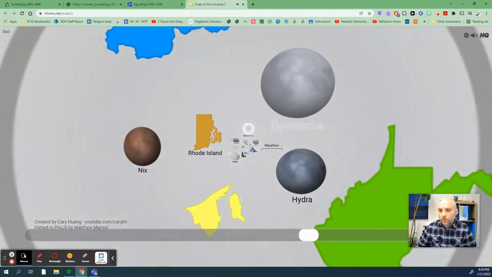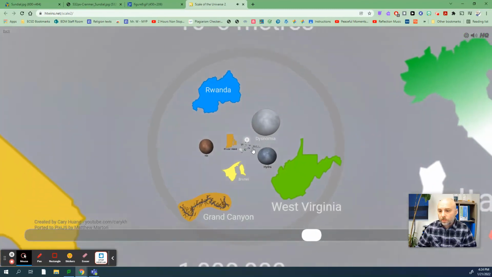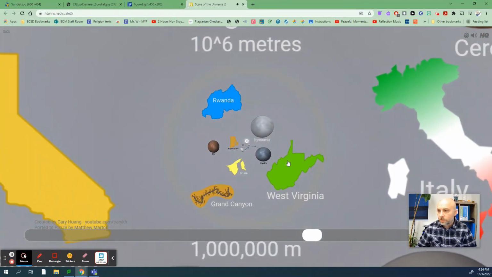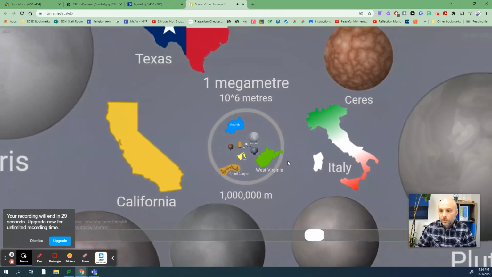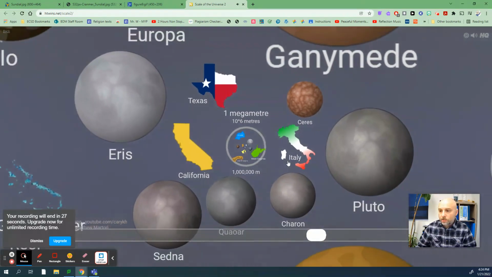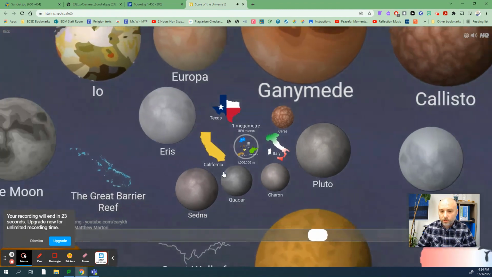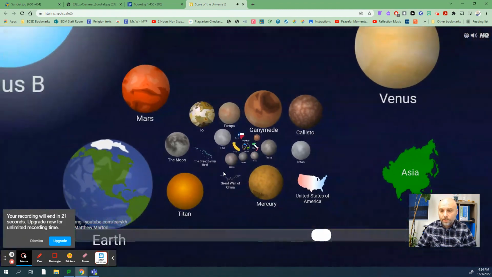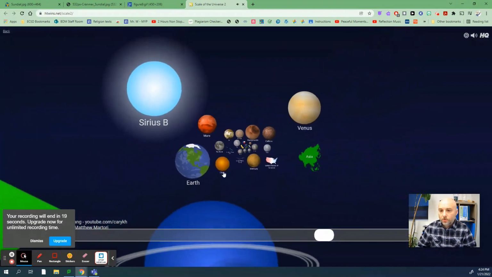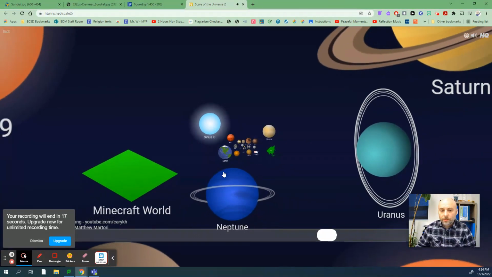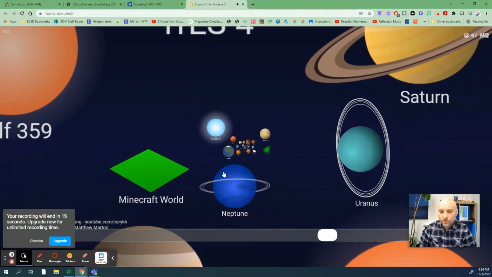And as we zoom out, we will see these are some countries and states in the world. Now we're starting to see some moons. There's Pluto. These are some other moons in the solar system. There is the Earth. So anyway, a cool website just to see the relative size of objects out in space.